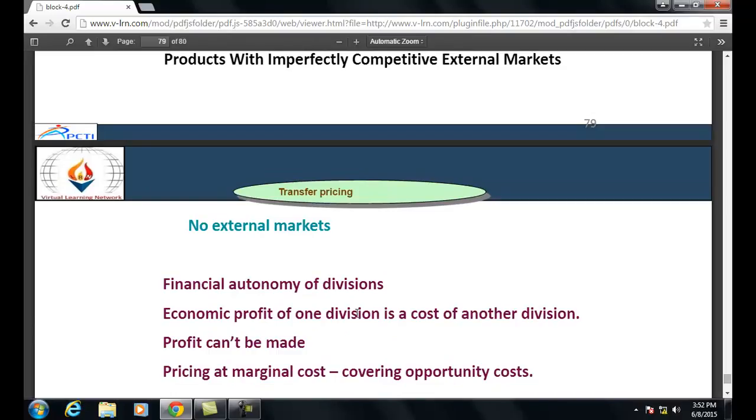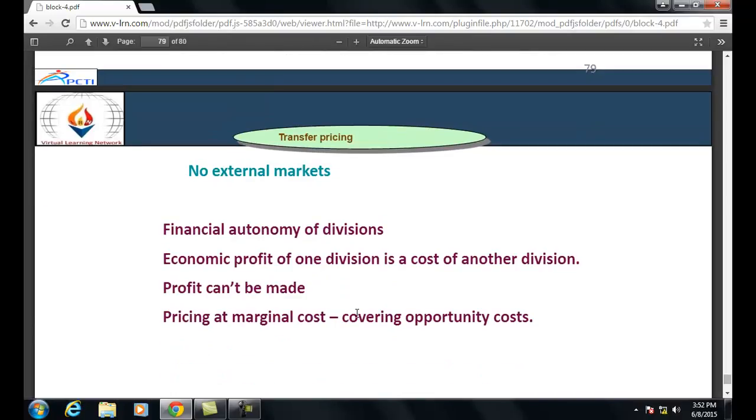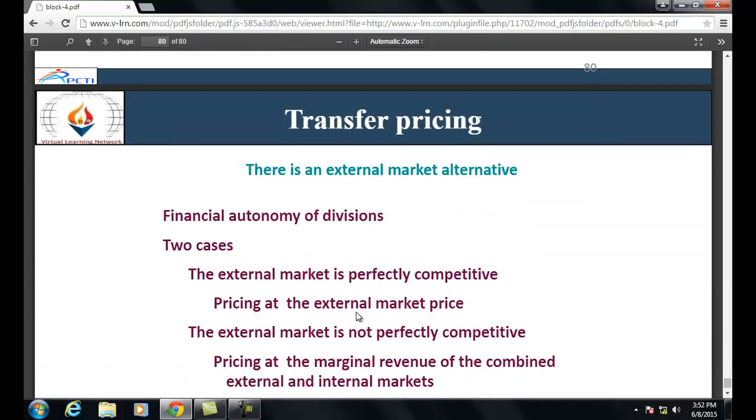No external market. Financial autonomy of divisions. Economic profit of one division is a cost of another division. Profit can't be made. Pricing at marginal cost covering opportunity cost. And transfer pricing where there is an external market alternative. Financial autonomy of divisions. Two cases. The external market is perfectly competitive, pricing at the external market price. The external market is not perfectly competitive, pricing at the marginal revenue of a combined internal and external markets.